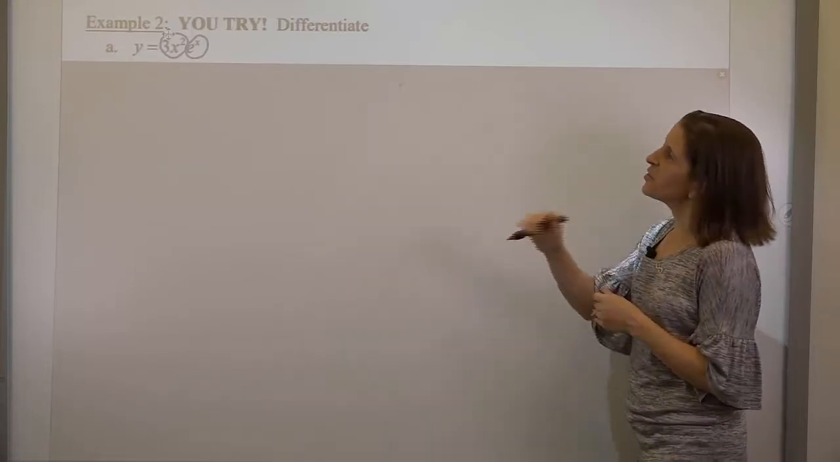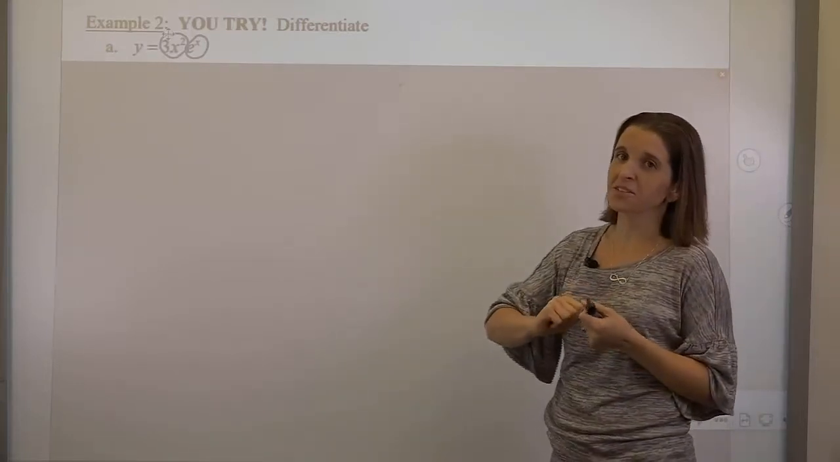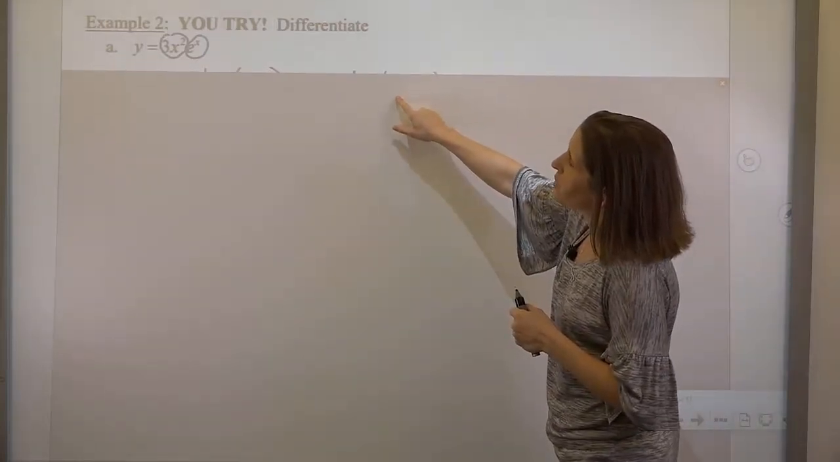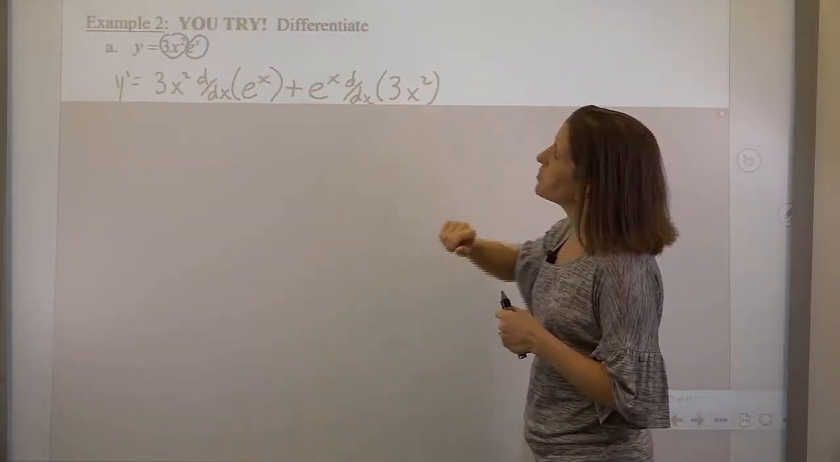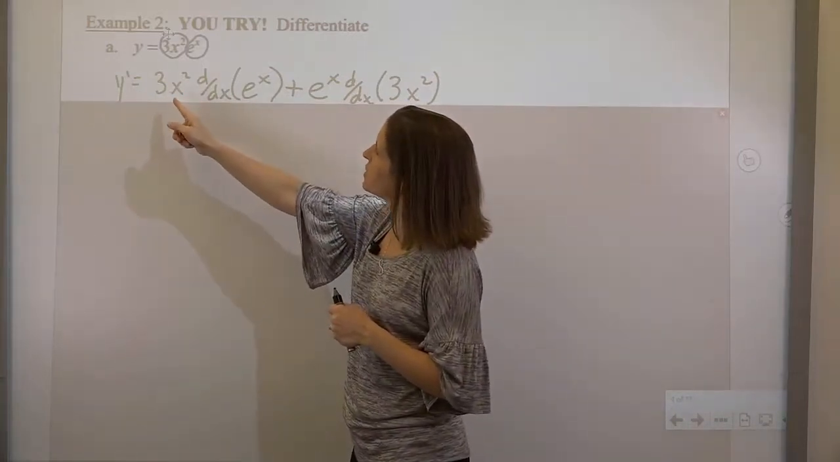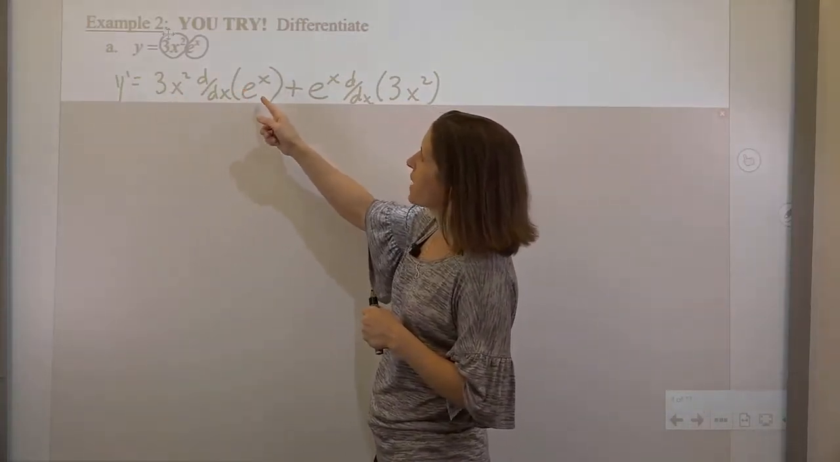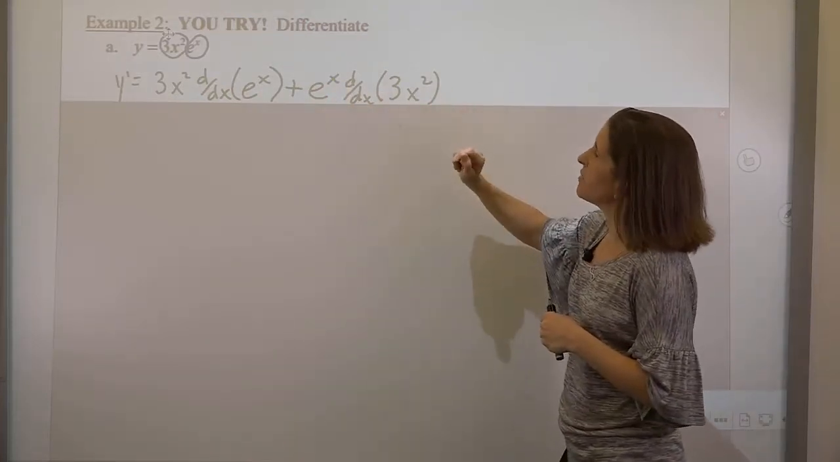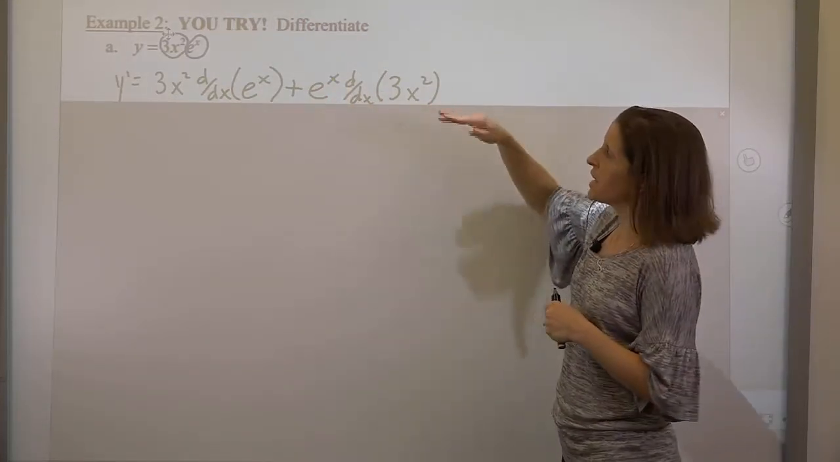All right, I hope that you paused it and gave it a shot. You've got to do it to learn it, not just watch. So we have our first and our second, and so when we take the derivative, we have first times derivative of the second, e to the x, plus, just copy down e to the x, times the derivative of that first factor, 3x squared. We can't stop here.